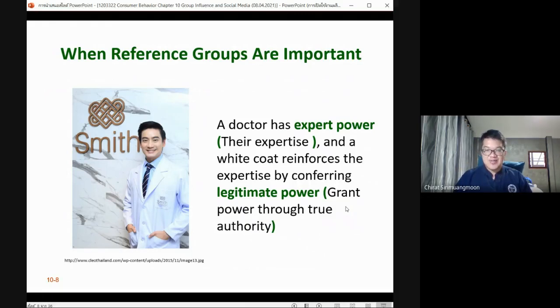Then when you see people wearing a white shirt, a white coat like this one, you believe they are a doctor. So being a doctor is the legitimate power, or the true authority that they have. Or if you go to the court, there may be some people who wear black clothes who are going to be the judge for your case. So you will believe in his power. So this is legitimate power.